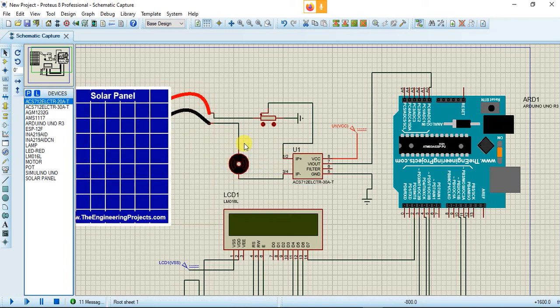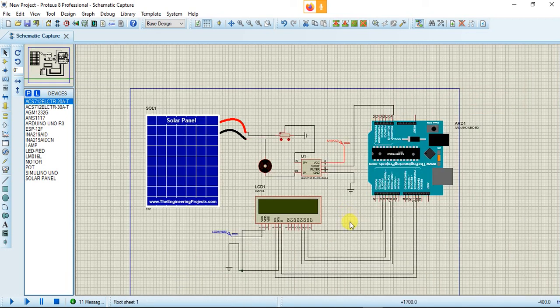When we start simulating, the solar panel will produce current through the potentiometer to the 12 volt DC motor, and in the meantime the current sensor ACS712 will capture the current and send it to our Arduino. Our Arduino's analog input is connected with the VI output of the current sensor. We know the current sensor produces its output in an analog way.